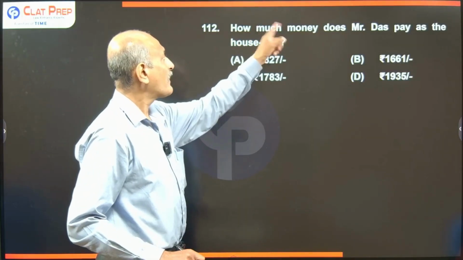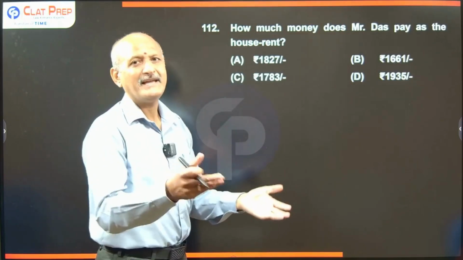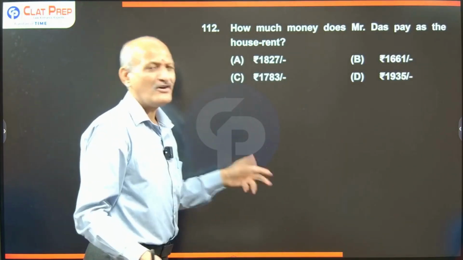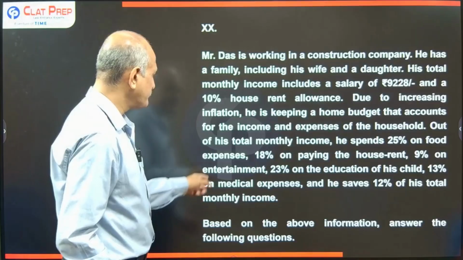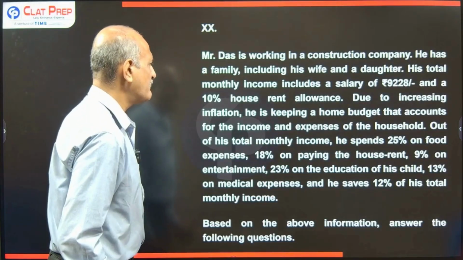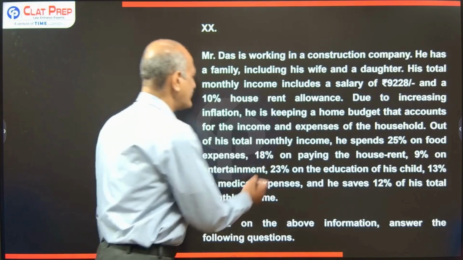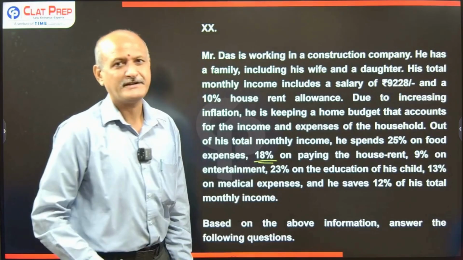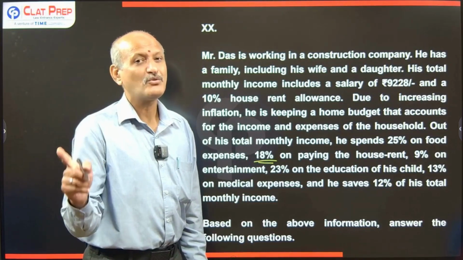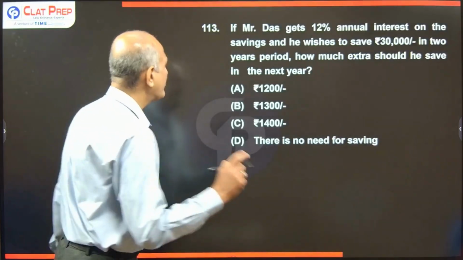The question is asking how much money Mr. Das pays as an expense for the house rent. Please see here, for house rent, how much is he paying? He is paying 18% for this house rent, 18% of the total income.